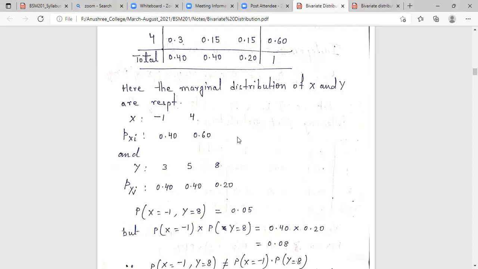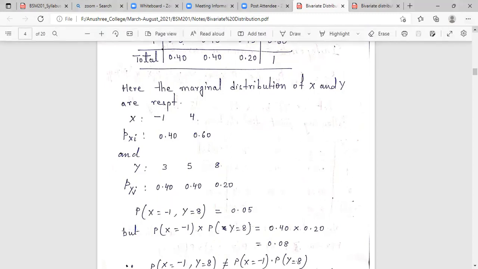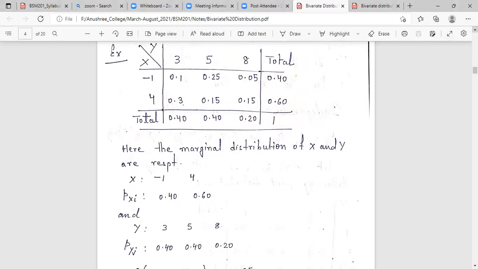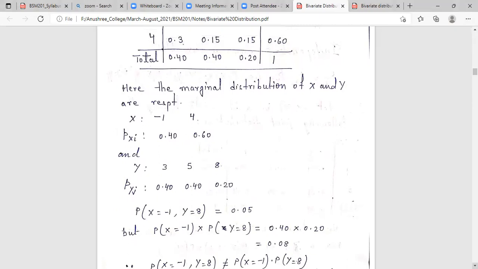Now we can go for their independence. For independence, we need to check each and every pair. If for at least one pair of the bivariate data it is not independent, that means the total data is not independent. So let us take P(X equals -1, Y equals 8).